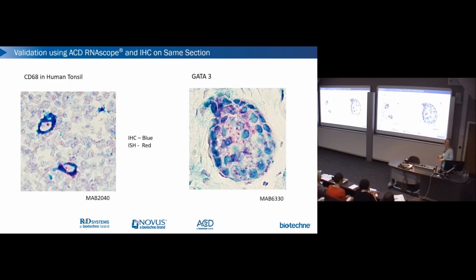You can take it to an extreme level and really do this on the same slide. It is a very, very harsh method on the tissue because you need a harsher retrieval for the RNAscope, but it does give you the 100% confidence you're looking at the same cell. So on the left, again, we went back and used our CD68 in the human tonsil in this case, and you see the same two cells that give you an IHC signal represented here in blue also have a single dot in RNAscope. On the right is another example using GATA3. Same approach, same slide, using IHC on the same slide.